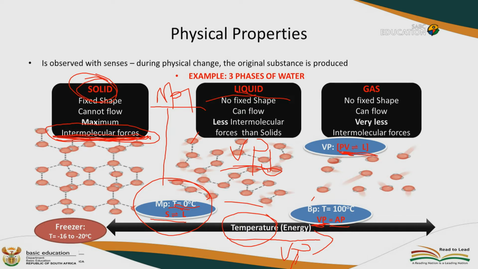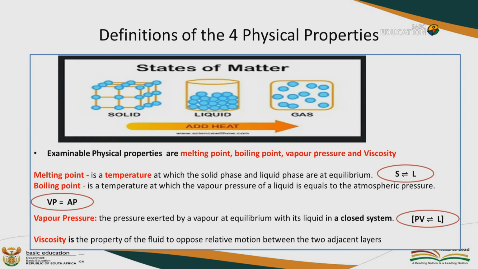So we're saying the melting point is a temperature at which the solid phase and the liquid phase are at equilibrium. At the boiling point, the vapor pressure is equal to the atmospheric pressure. And then vapor pressure, we said the definition of vapor pressure is the pressure exerted by vapor which is at equilibrium with the liquid.